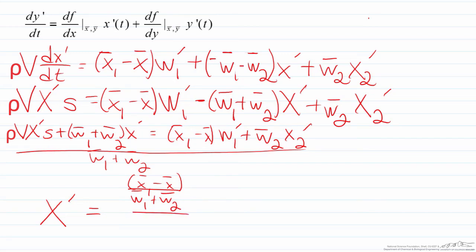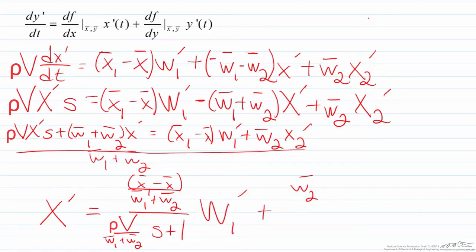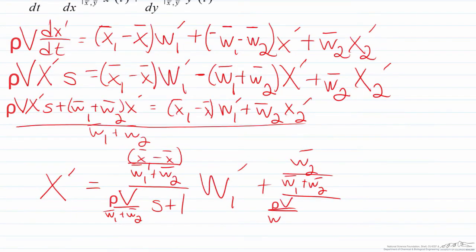We'll divide that by v over w1 bar plus w2 bar, s plus 1, and this will be w1 prime plus w2 bar over w1 bar plus w2 bar divided by the same denominator as we had before. Could we represent w1 bar plus w2 bar as the steady state total flow rate? Yes, we could, but here we'll just keep it.